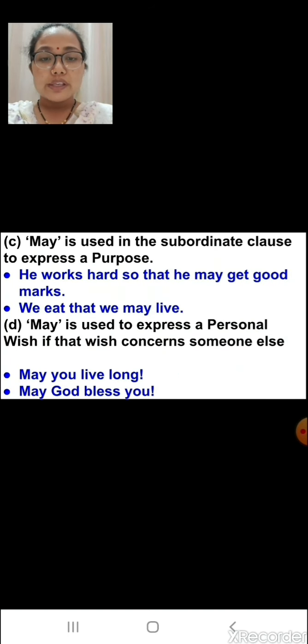May is used in the subordinate clause to express a purpose. For example, number 1, he works hard so that he may get good marks. Number 2, we eat that we may live. May is also used to express a personal wish if that wish concerns someone else. For example, number 1, may you live long. Number 2, may God bless you.